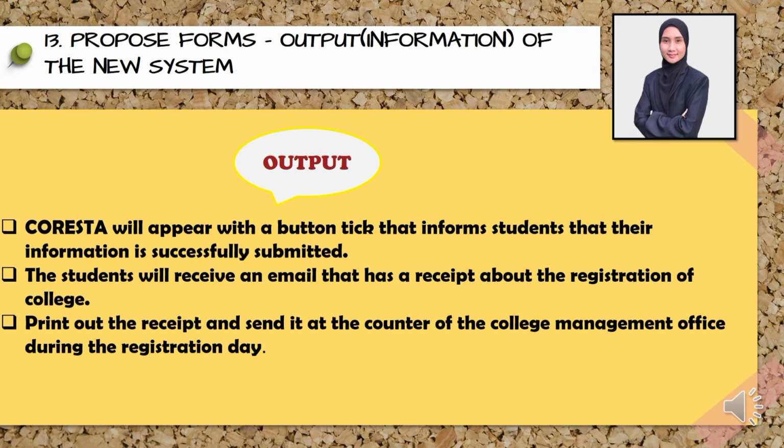The output from the Coresta application is when the student has finished submitting their information. The application of Coresta will appear with a tick button that informs student that their information is successfully submitted. Then the student will receive an email that has a receipt about the registration of college. Lastly, student must fill out the receipt and send it at the counter of the college management office during the registration day.